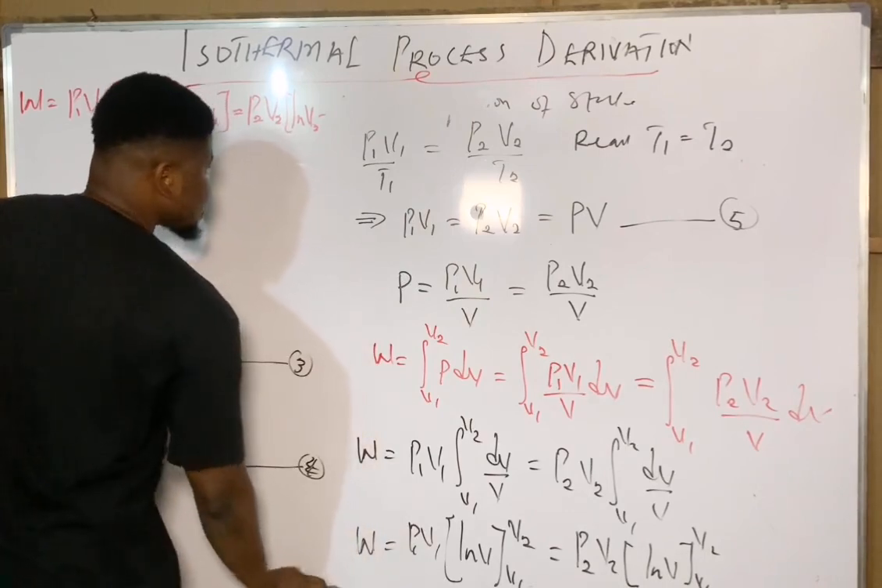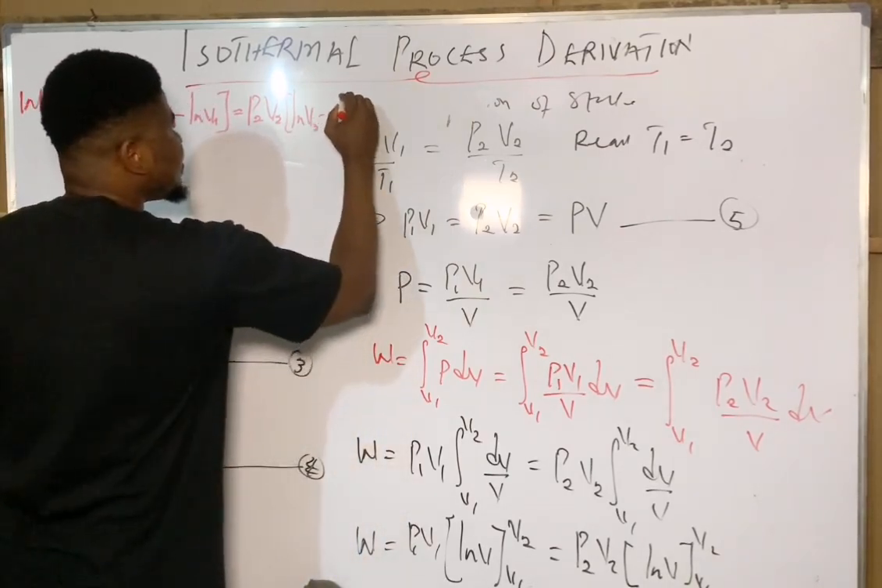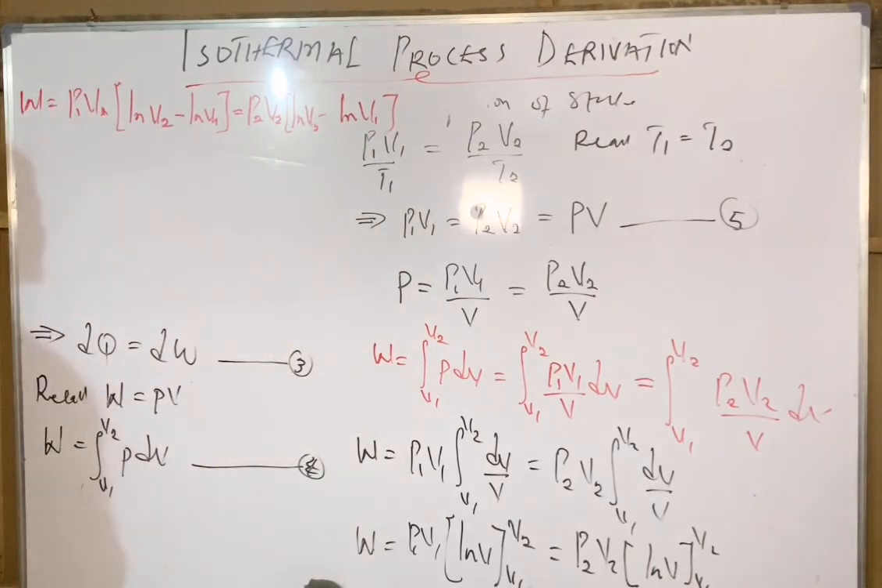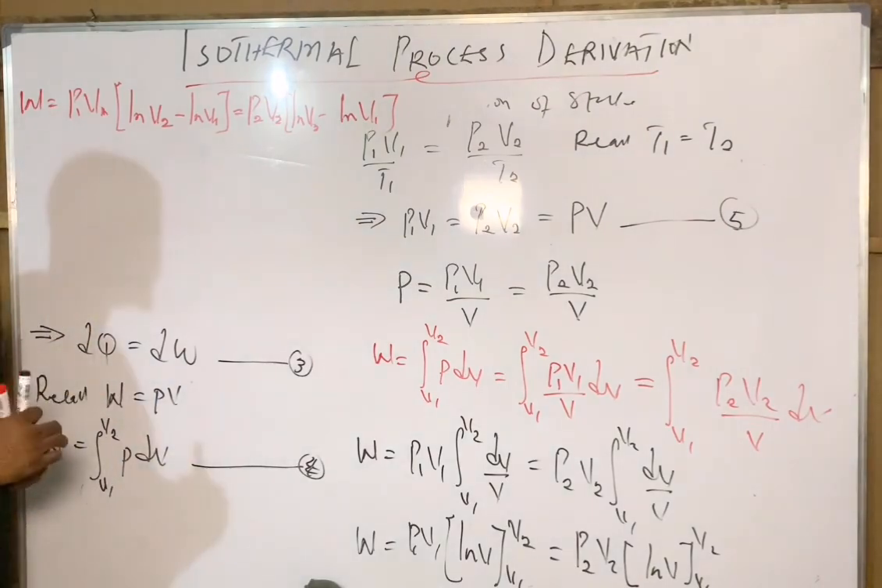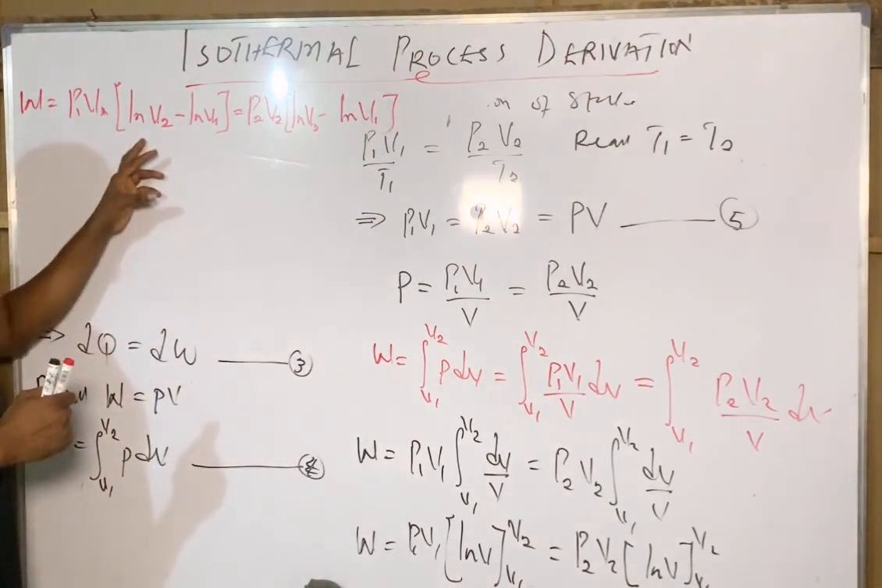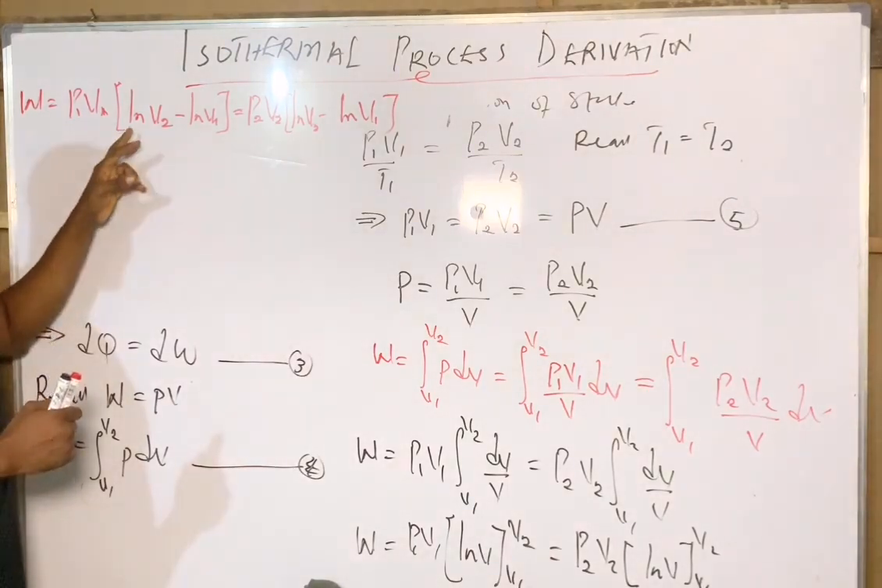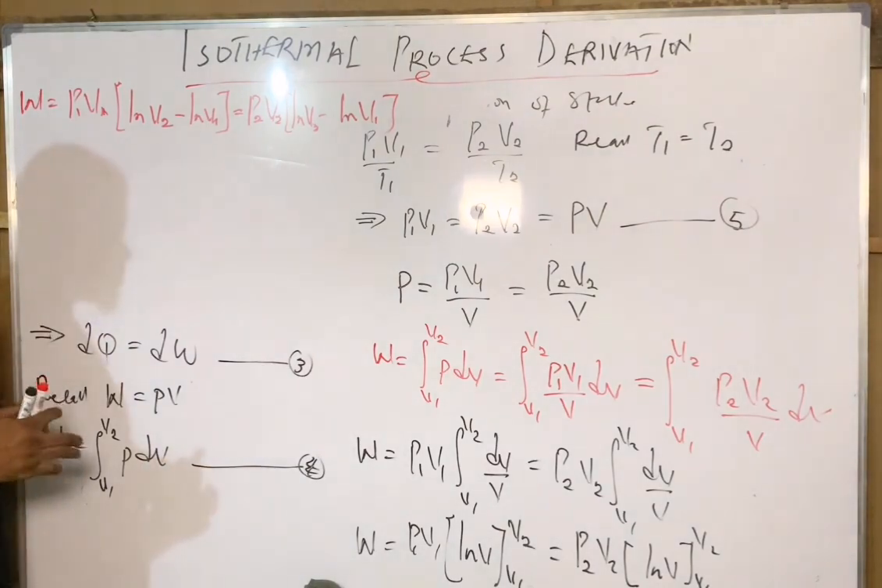Okay, minus ln V1, and we have this. So remember from the laws of logarithm, when you have two logs subtracting one another, it simply means you write one log and divide their numbers, right?